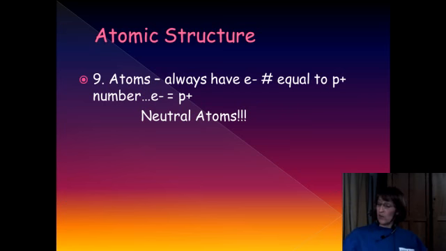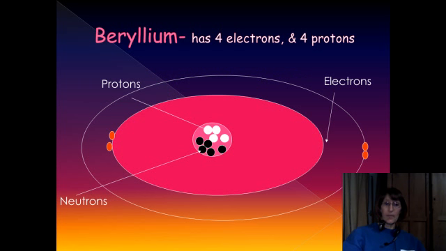Okay, number 9 on your notes. Atoms always have an electron number equal to the proton number. So electrons equal protons when you're in a neutral atom. Now, beryllium has 4 electrons and 4 protons. Again, my electron arrow is not pointing at the right thing, so I'll fix it later.